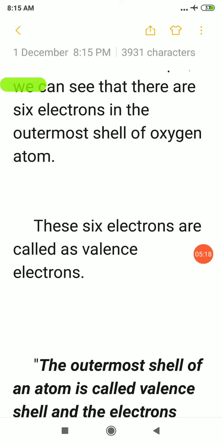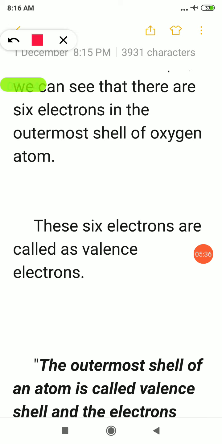Whatever the atom is given, you can easily find out the number of valence electrons only if you know the correct way of writing the electronic configuration. If you know the electronic configuration correctly, then you can find out the number of valence electrons.